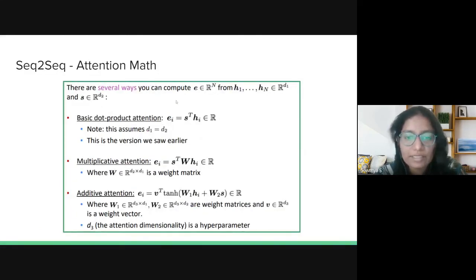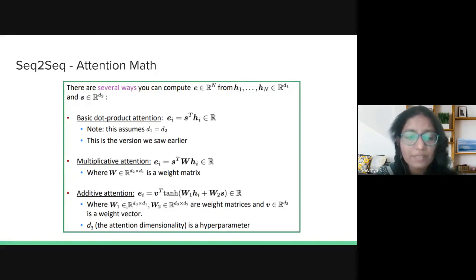Now, we can do many things. We can do dot product, which is basically the hidden state and the input dot product. You can skip the notation. This is just to give an intuition. You can multiply the weights and have attention. You can add attention across time steps and so on and so forth.